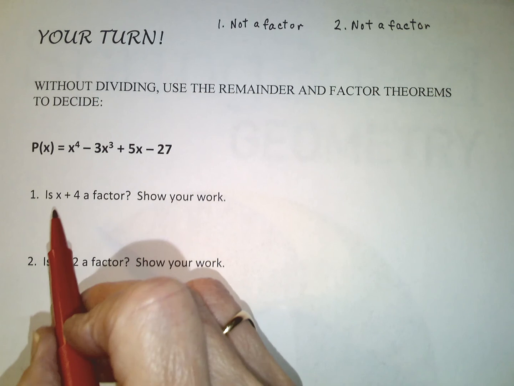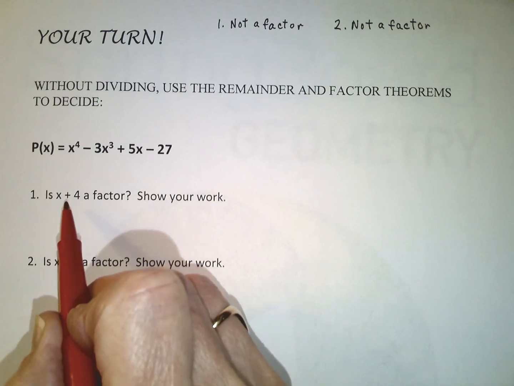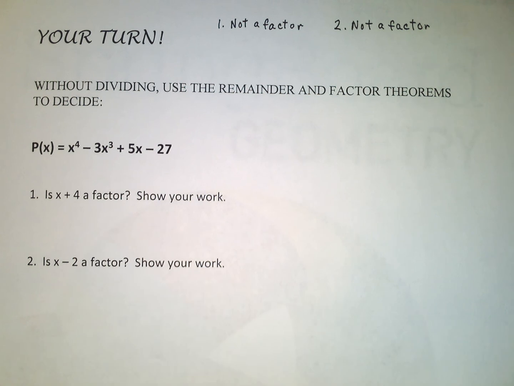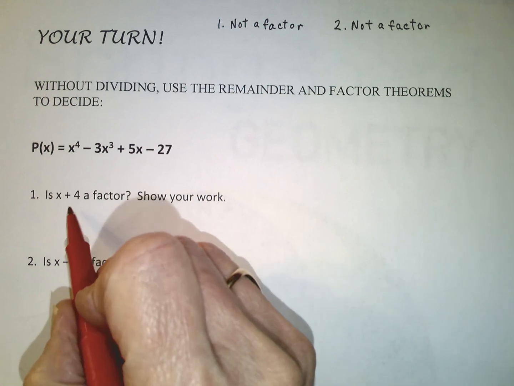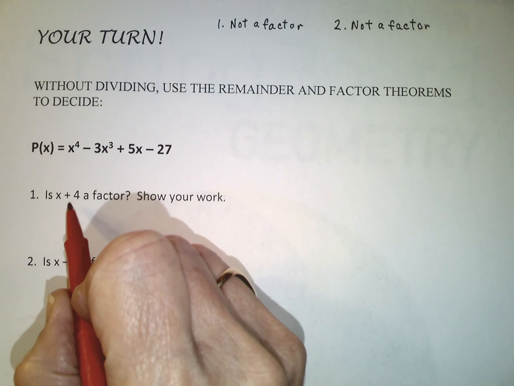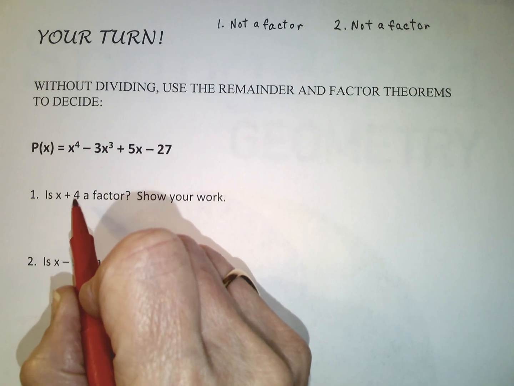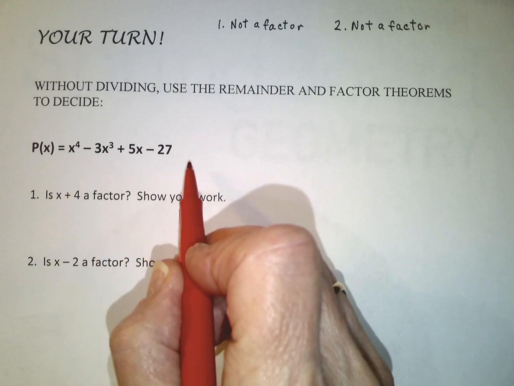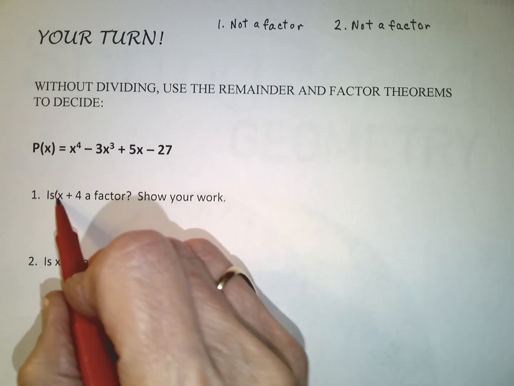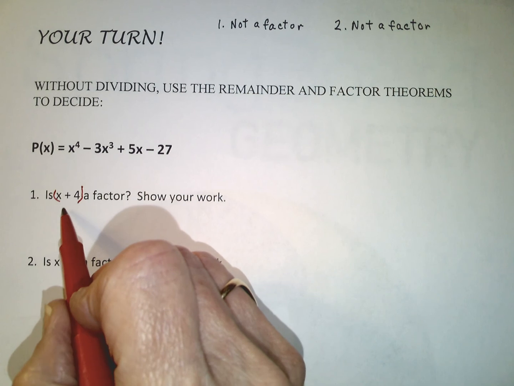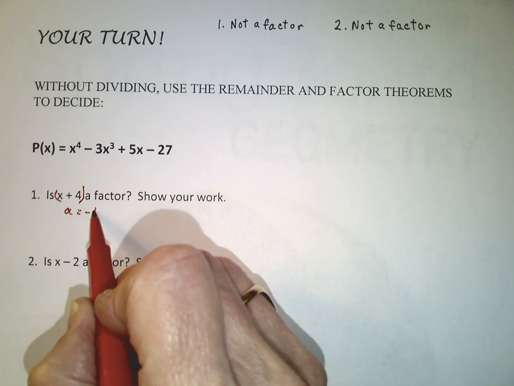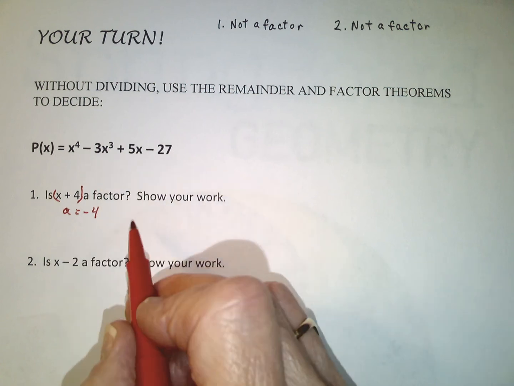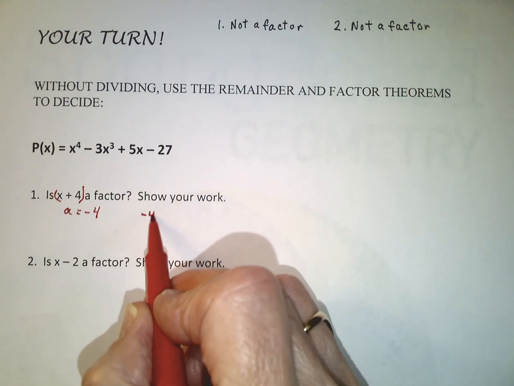So if the remainder theorem is going to work, it's got to have 2 terms, leading coefficient of 1. We got that. And for the remainder theorem to work, we're then going to put the opposite of what's in here. Substitute that into the polynomial. So if x plus 4 is a factor, a is going to equal negative 4. And that's what we'll put into this polynomial over and over again.